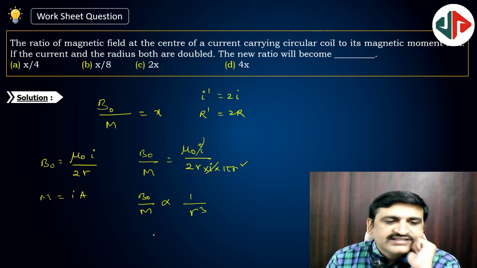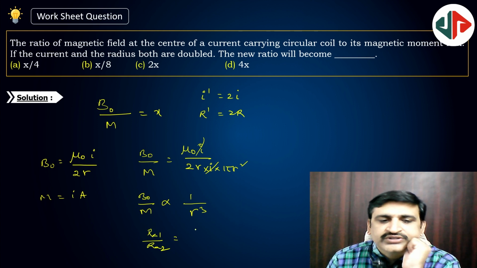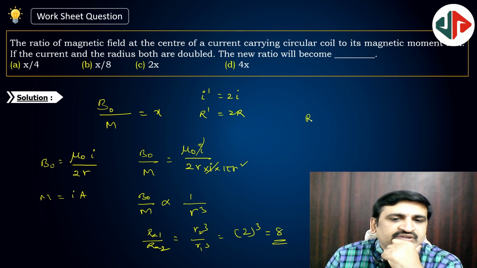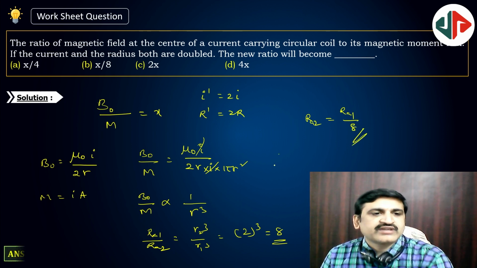So it is just ratio 1. Suppose ratio 1 by ratio 2. Ratio 1 by ratio 2 is equal to r2 cube by r1 cube. R2 by R1 is 2. Its cube is 8. That means ratio 2 is equal to ratio 1 by 8. Yeah, so that is x by 8 it will be.